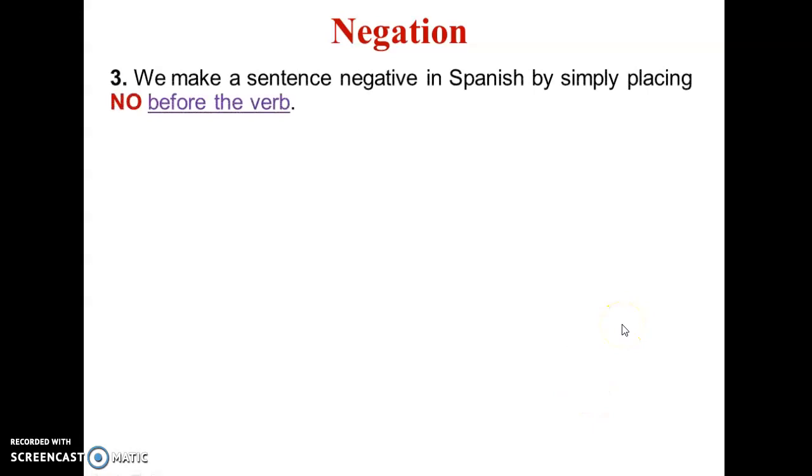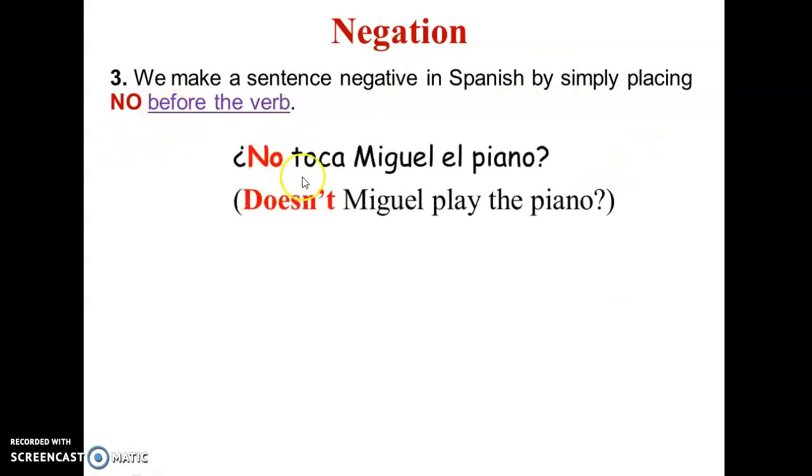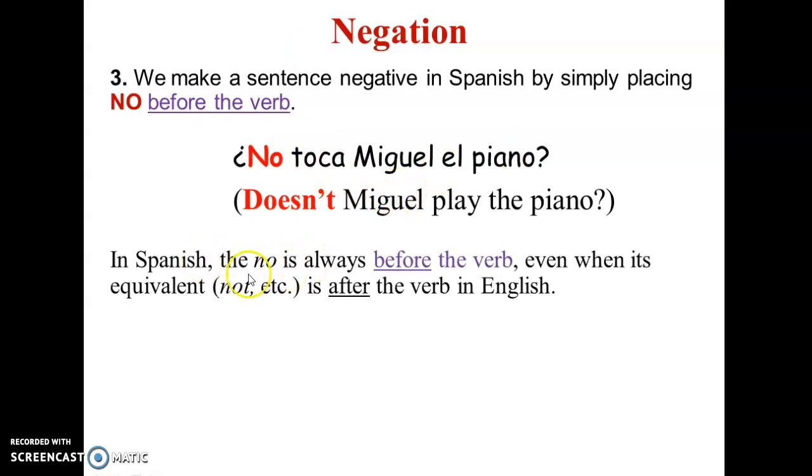Negation. We already know that to negate something in Spanish, we place the no before the verb. Okay? No toca Miguel el piano. So we're asking, doesn't Miguel play the piano? So, negation, and this is our verb, to play. In this case, for instruments, we use the verb to touch. So, no toca Miguel el piano. The no is always before the verb. Always.